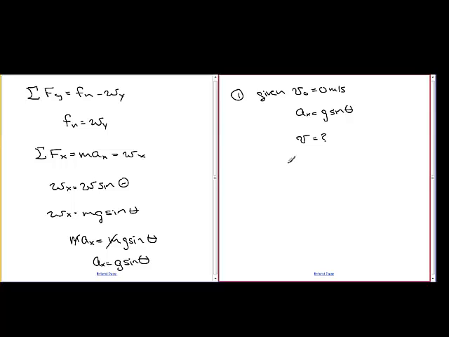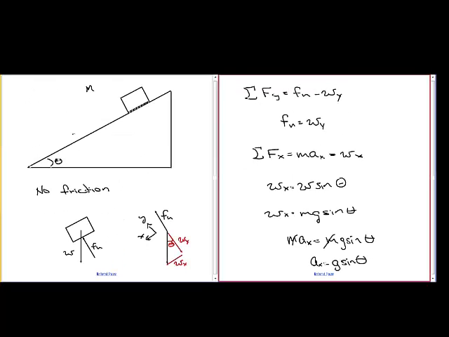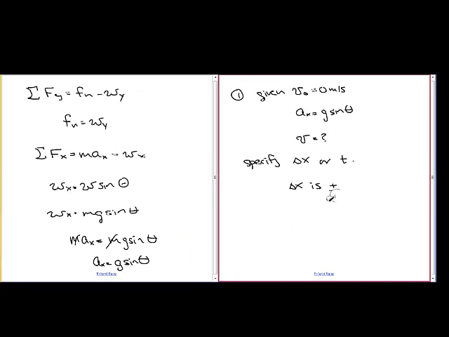So you need to specify either delta x or t. Most of the time you'd expect to specify t. Delta x is positive because you would be sliding down the ramp, which is in the direction of positive x. So we'd have a positive value for delta x. T, of course, always is positive.